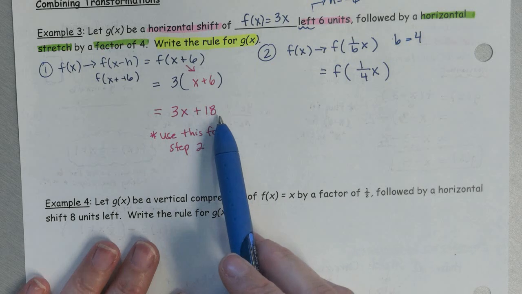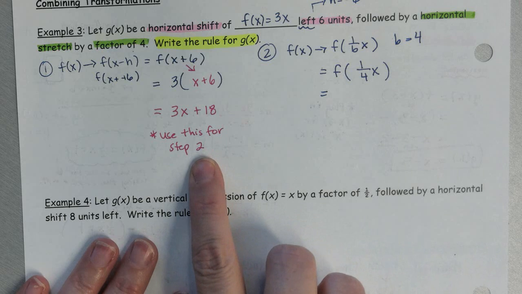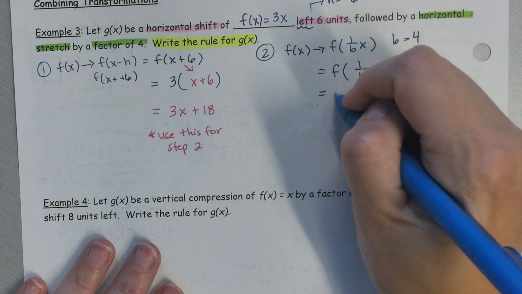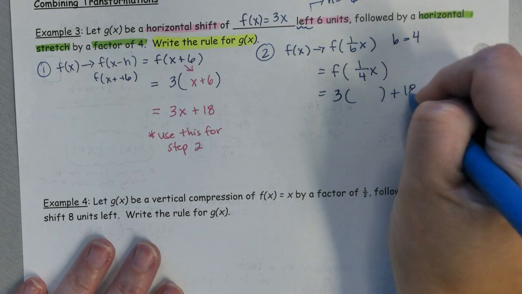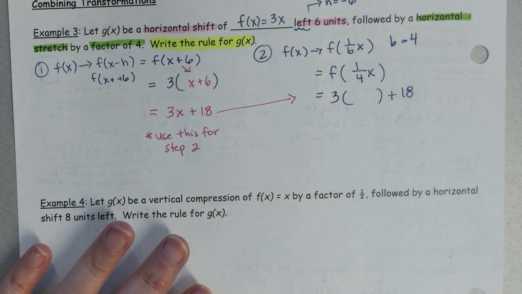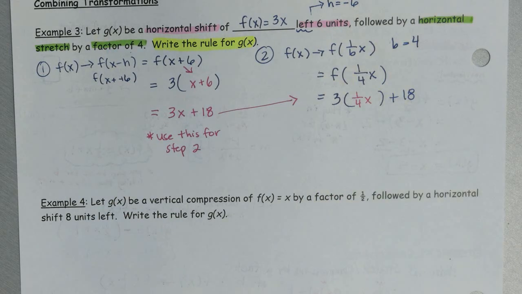So now we're using this equation. So you're not using the original f of x, okay? You're using this equation that you got here. So this is going to be 3x plus 18. So we're using that for this step. But instead of x, we have 1/4 x. See if we can simplify that. So think about what your rule is when you are multiplying fractions.